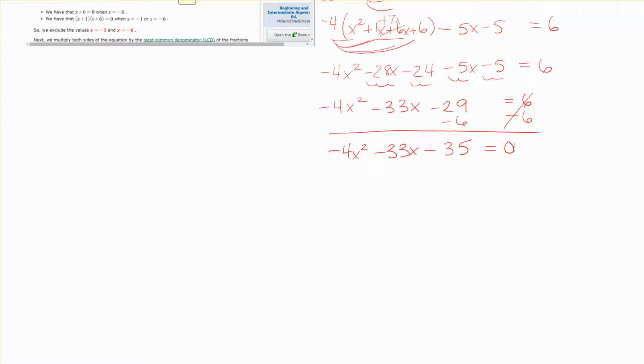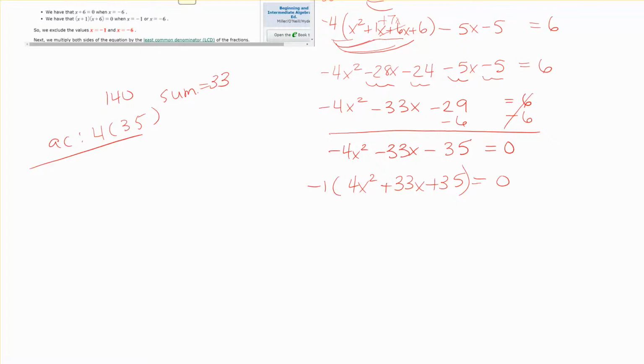Now before I can try to factor this, I need to pull out the negative that's in front, and I don't have a GCF here, so I'm going to take out negative 1, and I have 4x squared plus 33x plus 35 equals 0. Also, you could just move all of the terms to the other side. That would also make the leading term positive. So let's try the AC method here. My A number is 4, C number is 35, so 4 times 35 is 140, and I want my sum to be positive 33.